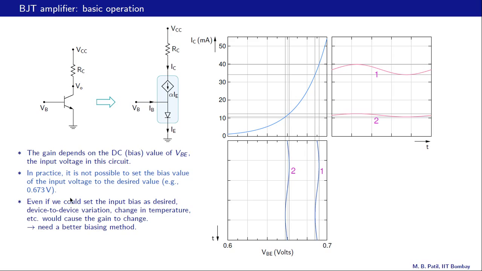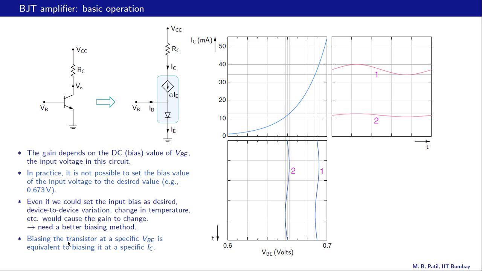And even if we could set the input bias as desired, for example by some means we managed to set it to that value, there is still a problem, because there is a device to device variation, there is a change in temperature, etc. And all of these things would cause the gain to change, and so therefore we are building the circuit with a certain gain in mind, and after we build it, we will find that the gain is something else, and we would not really know what exactly went wrong. Clearly, we need a better biasing method. This kind of extreme reliance on the exact DC value is not really helping us.